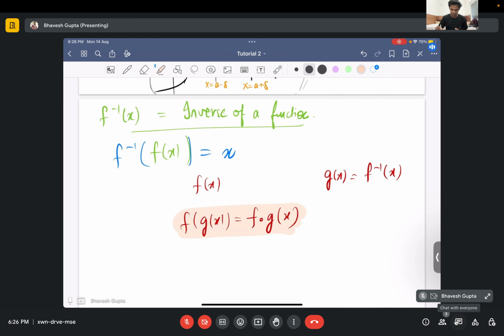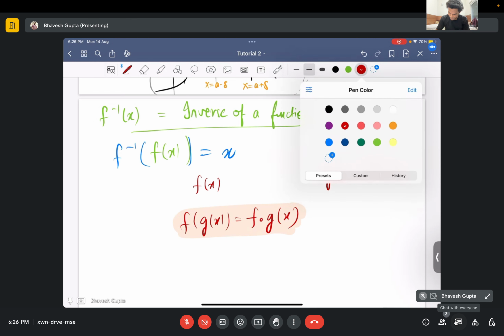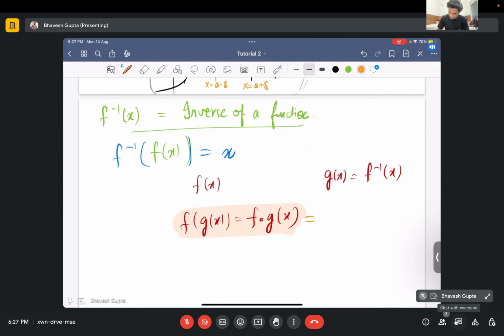So this is a definition. This is just notation and definition. And over here, what we see is that this turns out to be f of f inverse of x, and at the end we have x.